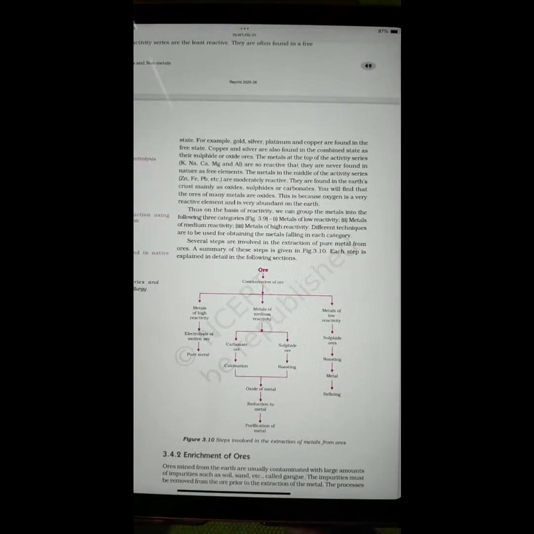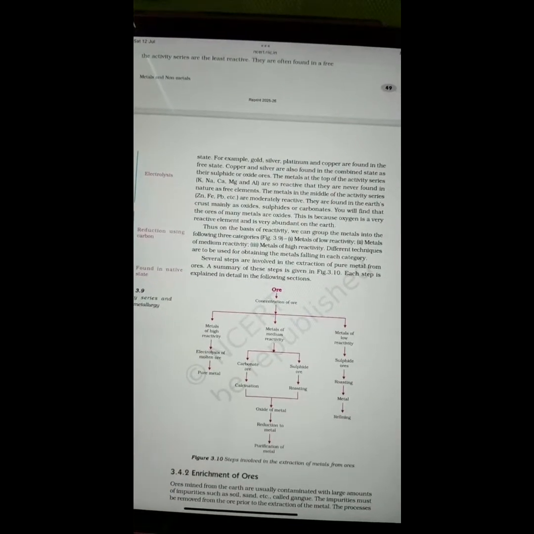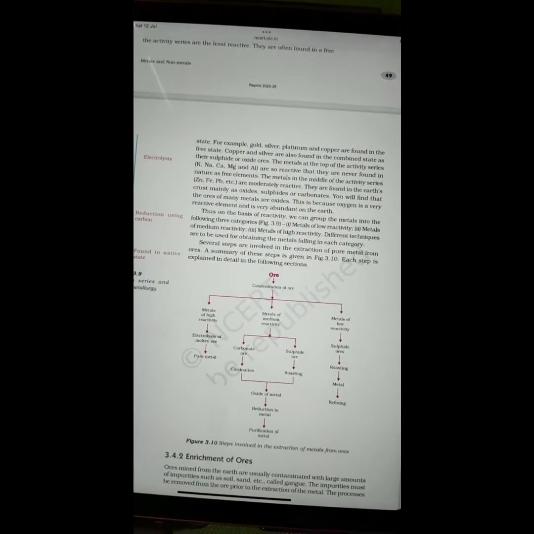So a table has been given to you. You should go ahead with this. And in figure 3.10, this one is the activity series and related metallurgy. These are separated by electrolysis. These are showing reduction using carbon, and they are found in the native state, meaning they're talking about silver and gold. Silver is Ag and Au is gold.